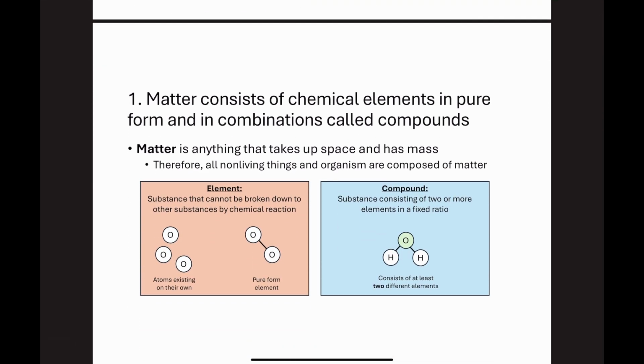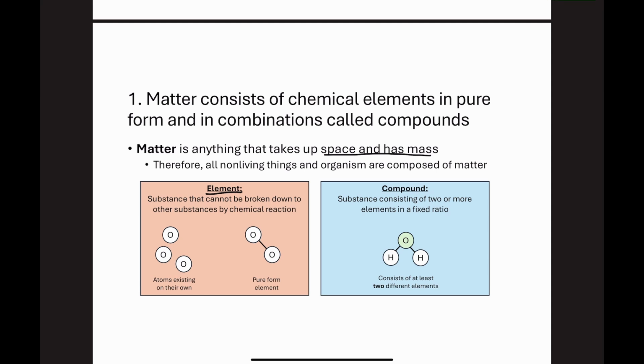The first section that we're going to go over is that matter consists of chemical elements in pure form and in combinations called compounds. So to begin, we need to define matter. Matter is defined as anything that takes up space and has mass. Therefore, all living and non-living things have matter. But what exactly is matter made up of? Well, matter is made up of elements. And elements are defined as substances that cannot be broken down to other substances by chemical reactions.